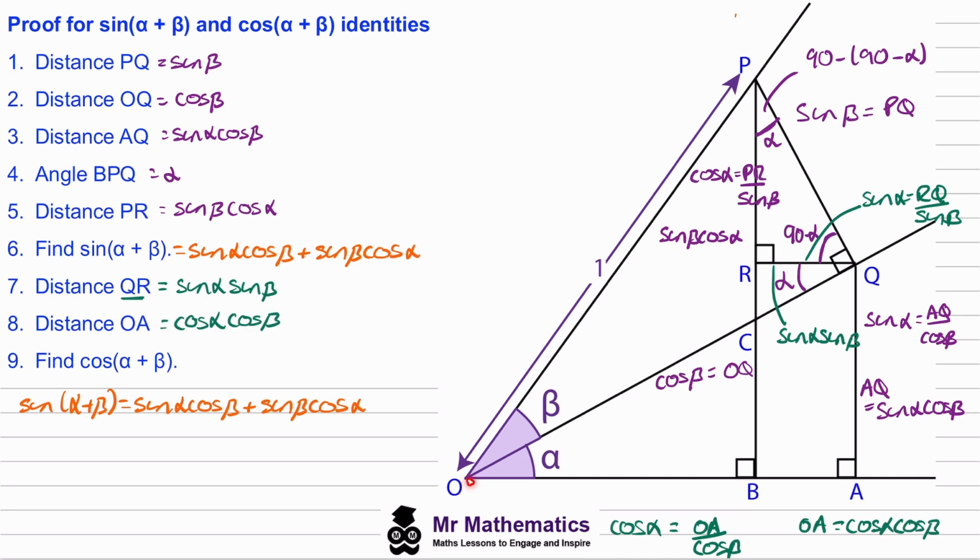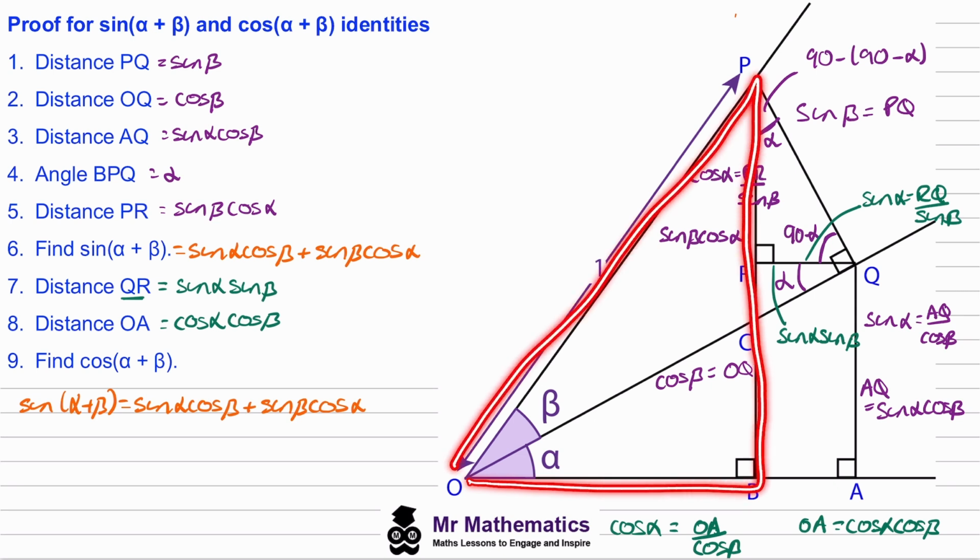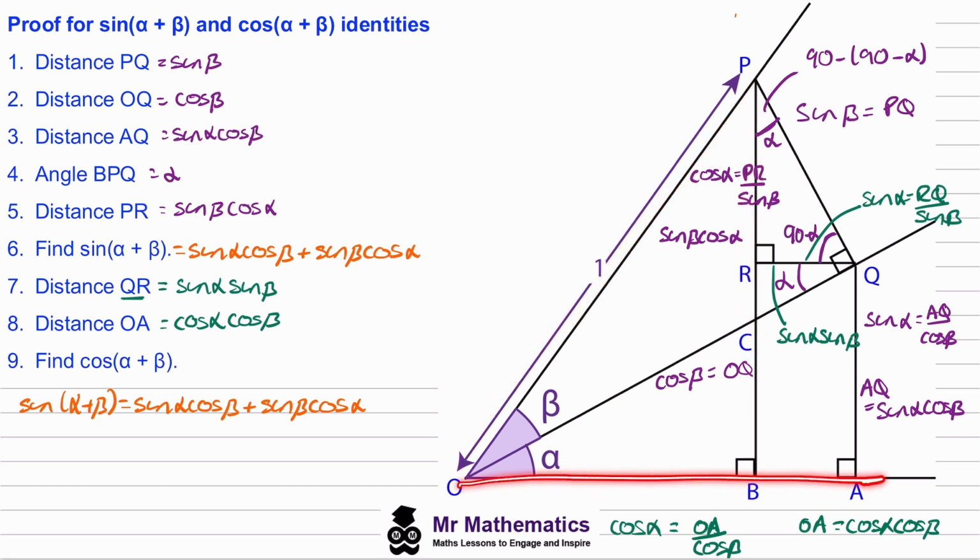And now we have enough information to work out the cos of alpha plus beta, which is this right angle triangle. So we'll have O to A minus A to B. That will give us the length O to B. So the cos of alpha plus beta will be the adjacent O to A minus A to B. And A to B is the same as what we found with Q to R, sine alpha, sine beta.